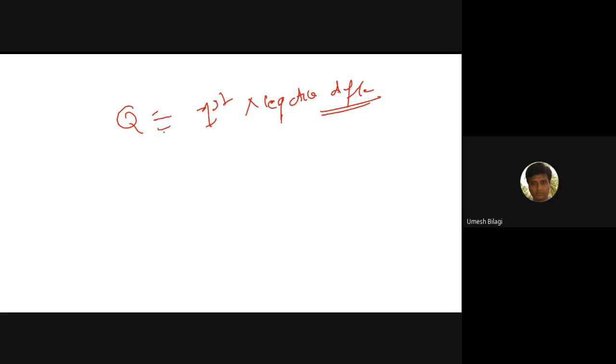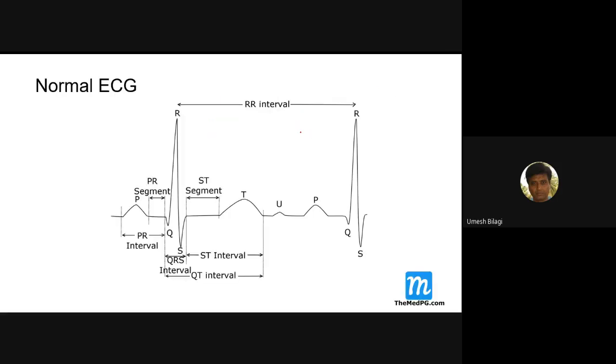If you get any negative deflection initially, before the positive wave, that is the Q wave. What I mean to say is, you have an R wave here, and before that there was one more negative wave. This is negative, this is positive. Before the R wave, there is a negative deflection. So that is the first negative deflection here. In other words, before the R wave, you get a negative wave. This is the Q wave.